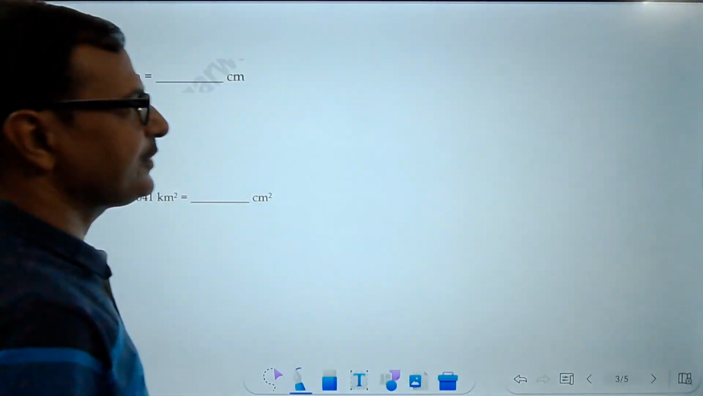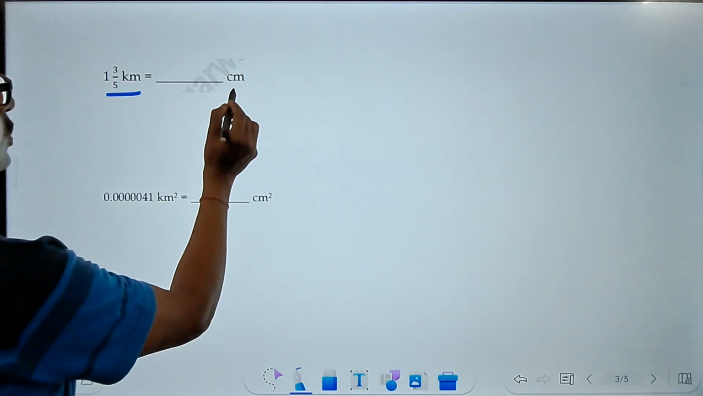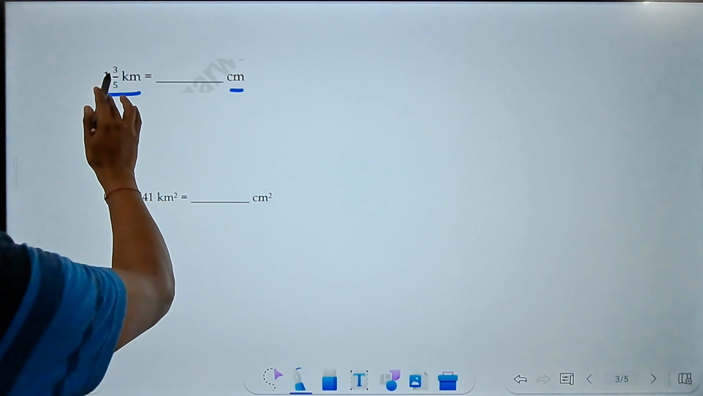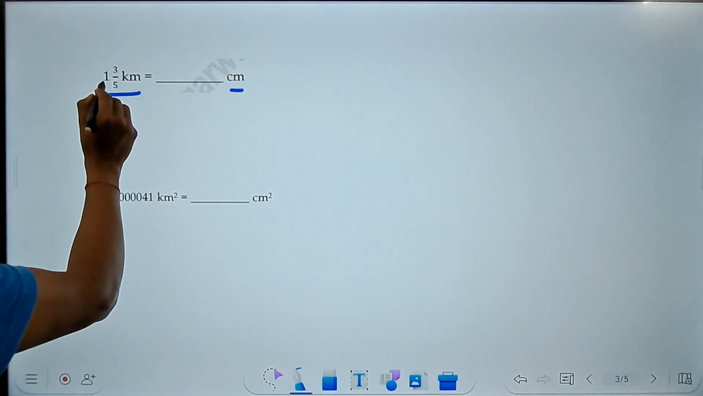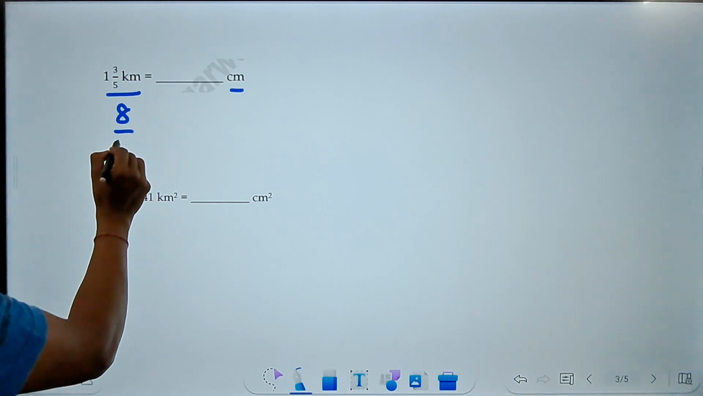Let's see what questions we have now. First question is how to convert kilometers to centimeters. See, it's a mixed number here. So 1 3 by 5 you all know is 5 plus 3, 8. So 8 by 5 kilometers.